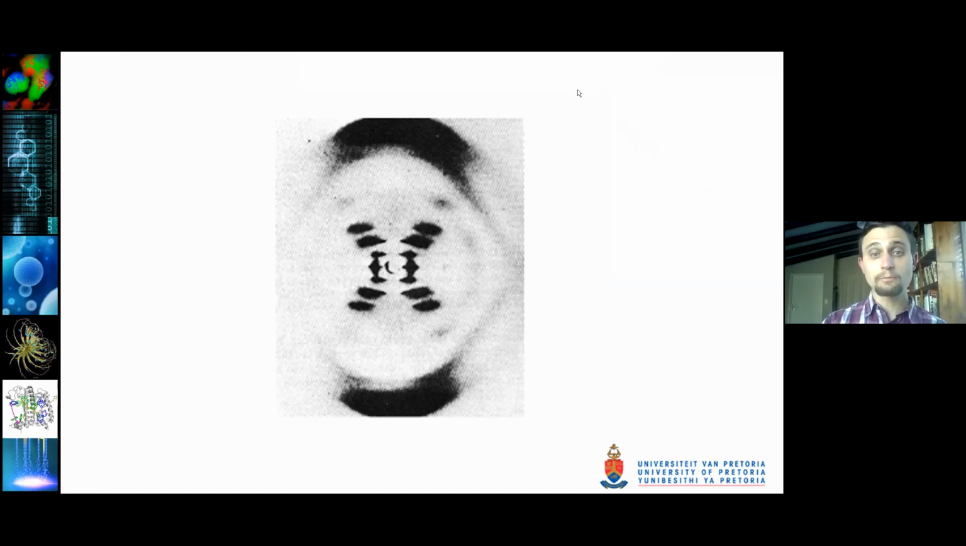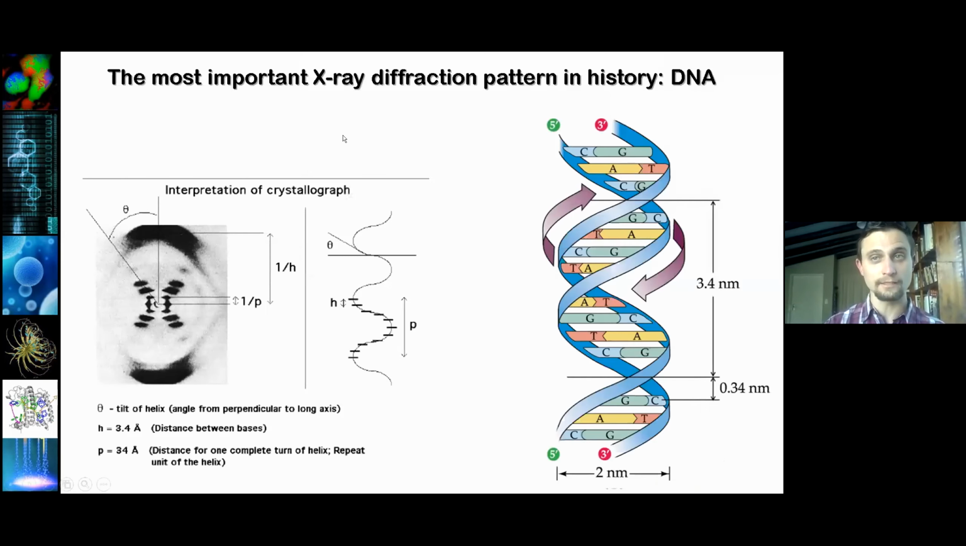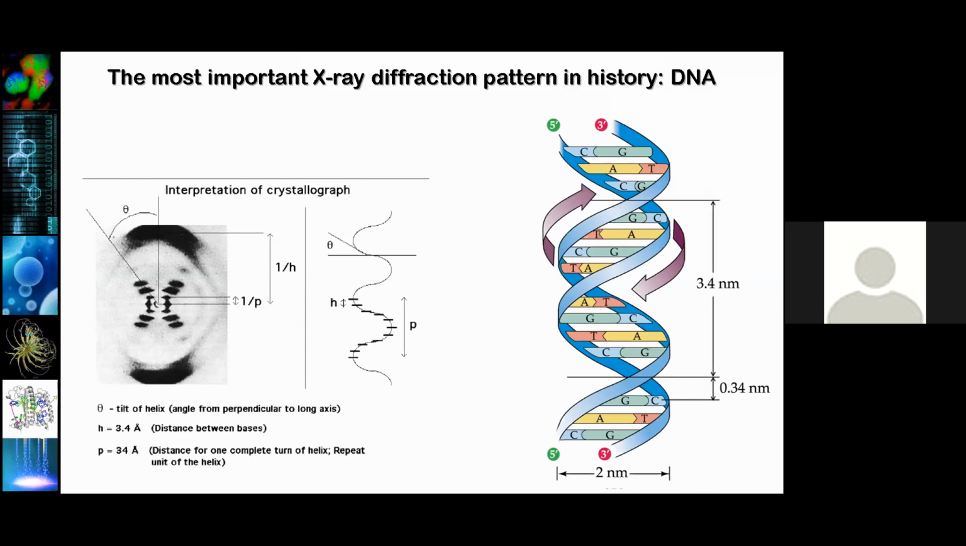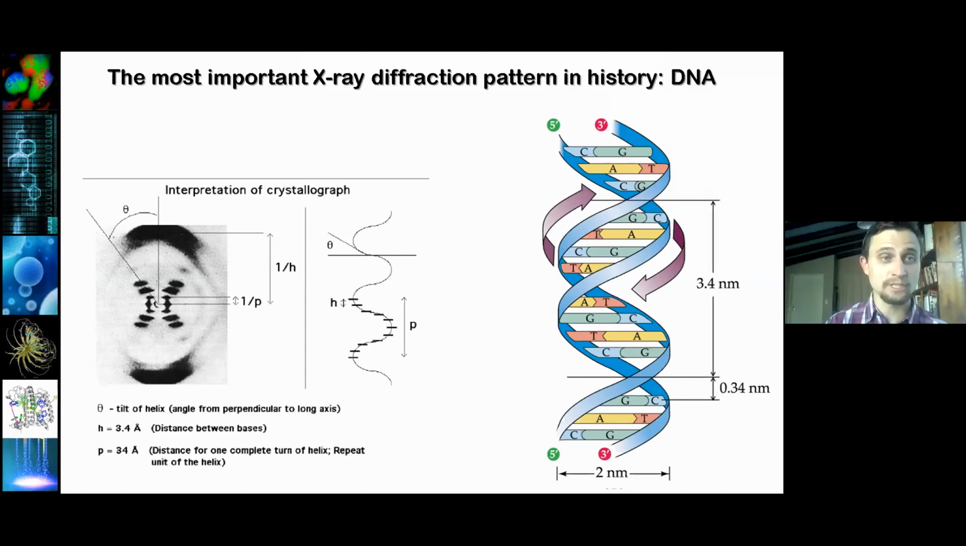Okay, this is probably the most important diffraction pattern in the history of mankind. This is the diffraction pattern of the DNA molecule. And this was published in 1952. Ten years later, the Nobel Prize was given for that because it was just a revolution. And if you know diffraction patterns well, you can see that this is a beautiful diffraction pattern and you can get all the information very easily.